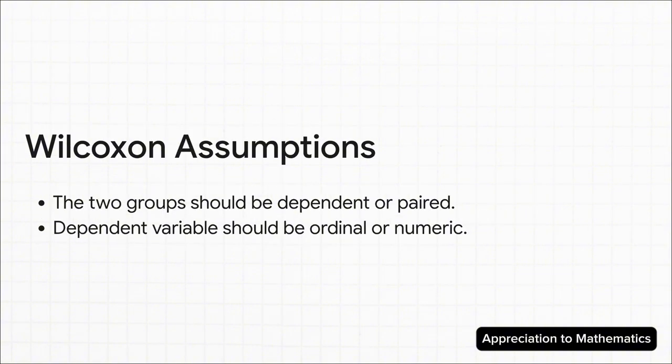And check this out. The pre-flight checklist for the Wilcoxon is way shorter. You still need the data to be paired, of course, but look at what's missing. There's no strict rule about outliers, and most importantly, it doesn't care if your data is normally distributed or not. And that's exactly what makes this test so incredibly useful and robust.